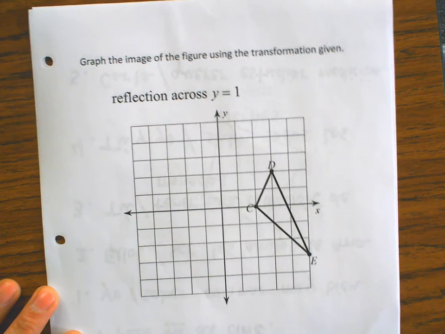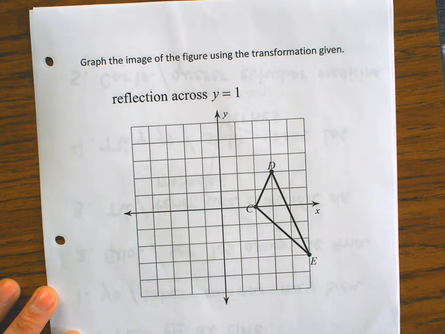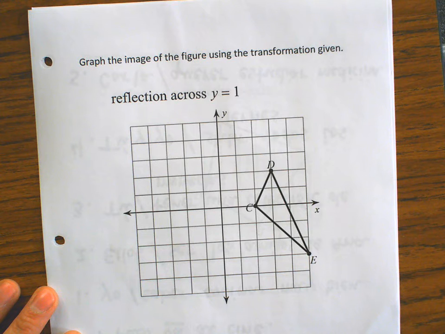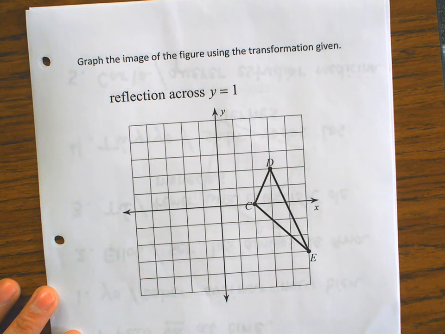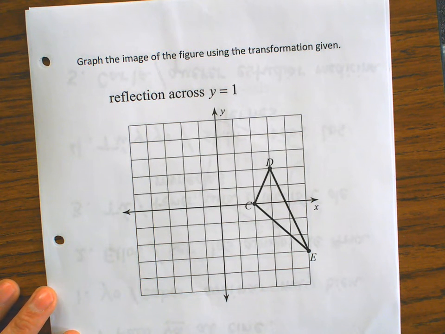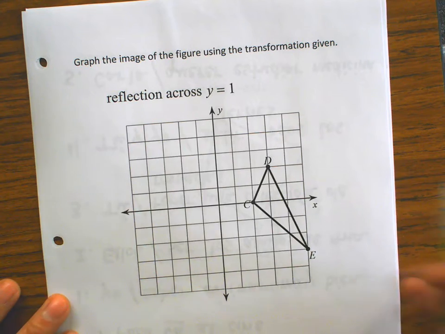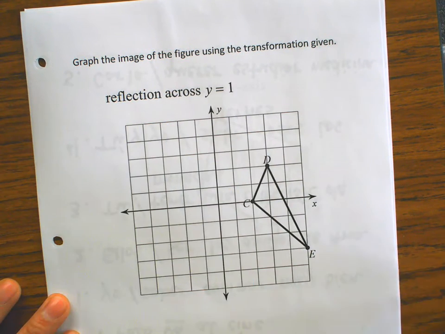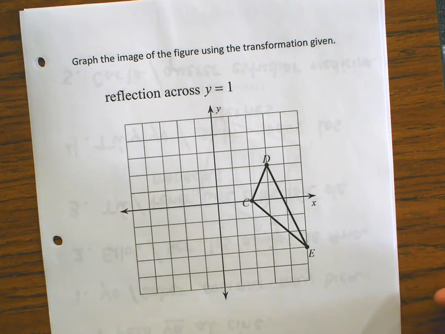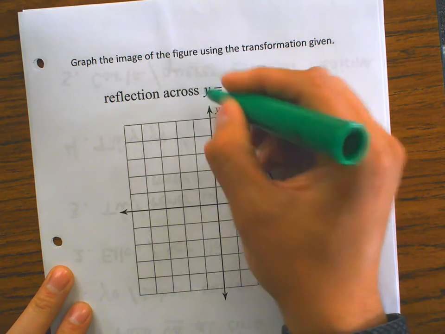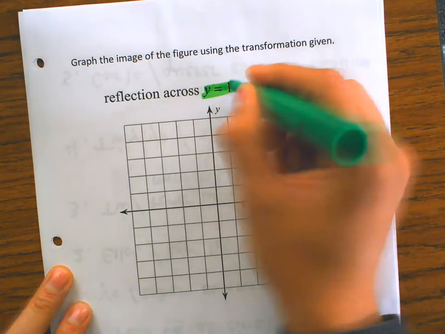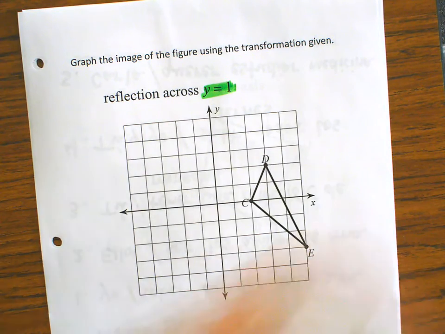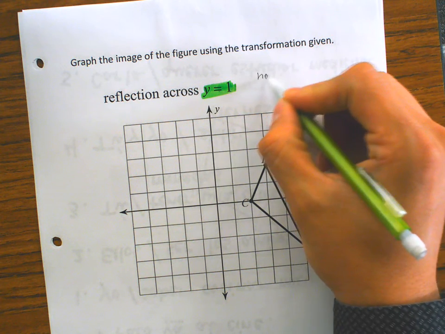So in this mid-chapter intervention for chapter 3, we're going to look at 3 examples of similar problems to the most missed questions on the assessment. So for example, graph the image of the figure using the following transformation that's given. So we want to do a reflection across y equals -1. So we need to remember that y equals -1 is the equation of the line that is a horizontal line.